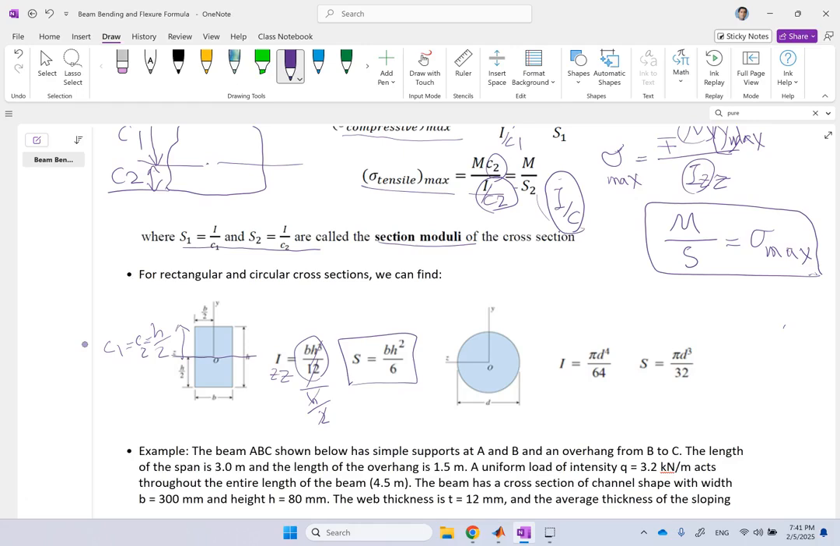For circle, I about the z-axis is pi d to the 4 over 64. D is the diameter. And maximum y or minimum y is d over 2. So you divide that by d over 2. Again, that 2 and 64 give the 32. D to the 4 over d gives you d cubed. So pi d cubed over 32 is the section modulus for the circle. So if you divide M by these, those are going to give you the maximum compression or tension in magnitude. Good?